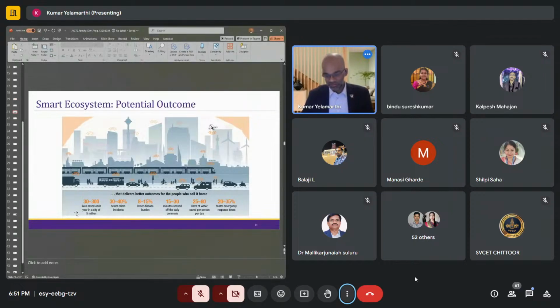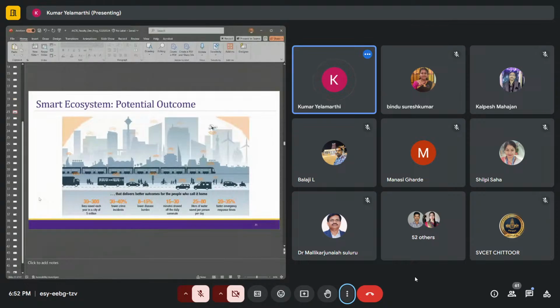If I do this, what it says is I can save up to 300 lives each year in a city of 5 million. So in a place like, for example, Chennai, going towards a smart ecosystem, I can save 300 people from dying. That is a substantial increase. Even if you save one life, that is something. But saving 300 people, that is something else.